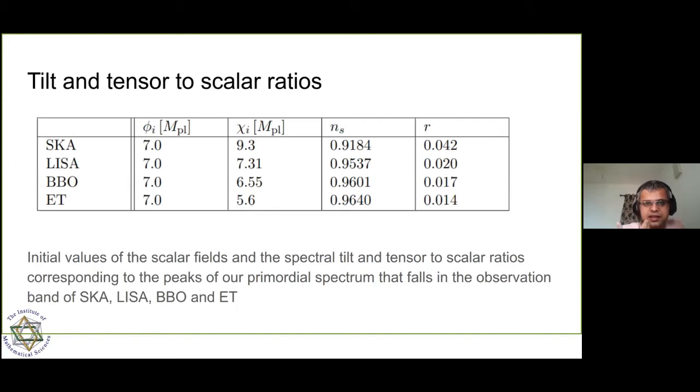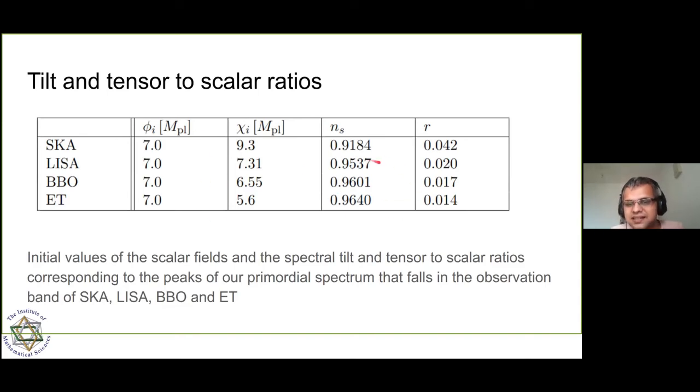And what we find is that simple quantities such as n_s and r are given as this for different observations. For example, what I'm listing here in the left panel are the different upcoming observations: SKA, LISA, BBO, and Einstein Telescope. And they peak at certain scales, a certain wave number. And we want to generate the stochastic background gravitational wave at those wave numbers and primordial black holes corresponding to those mass scales. And if you want to generate those peaks in the primordial power spectrum at those scales, the n_s and r we get from our model are this.